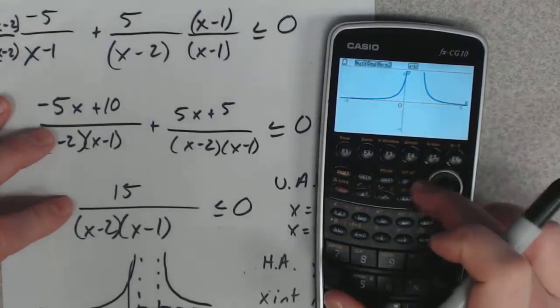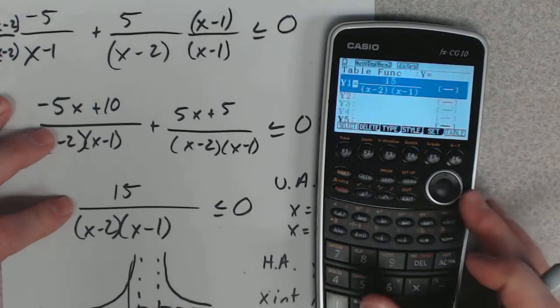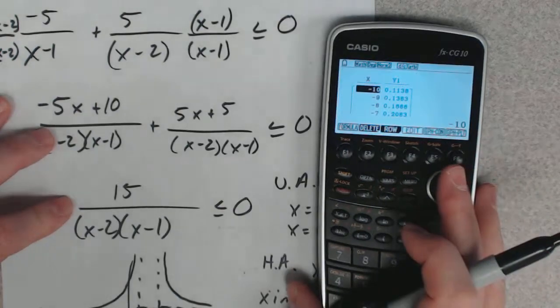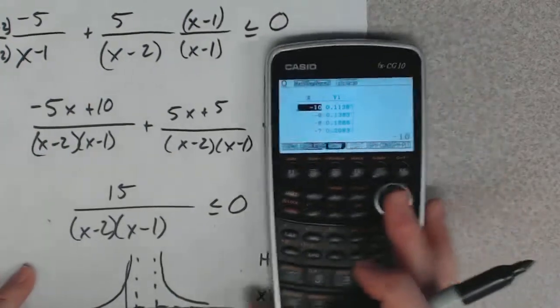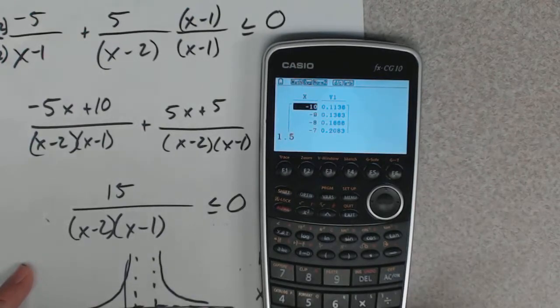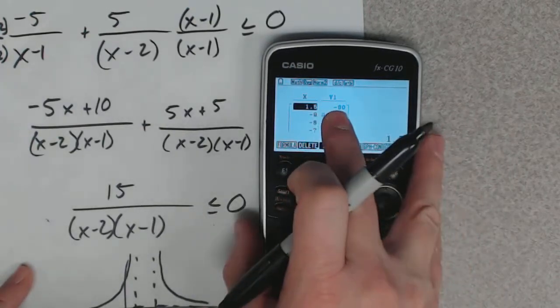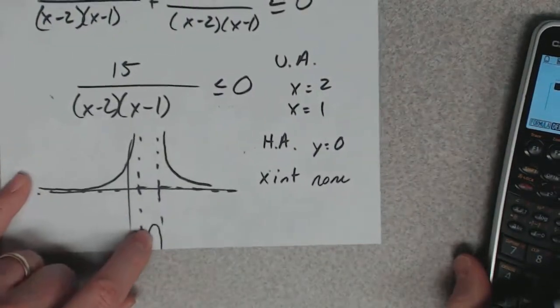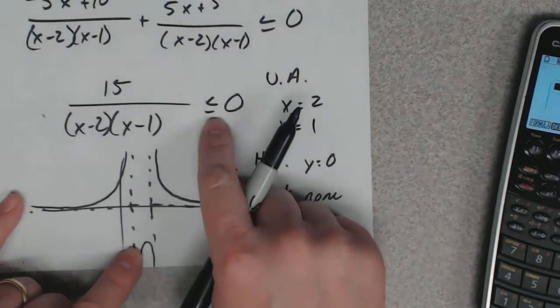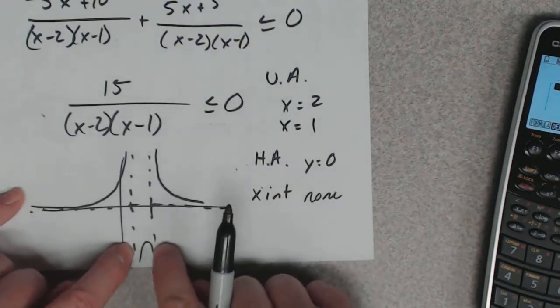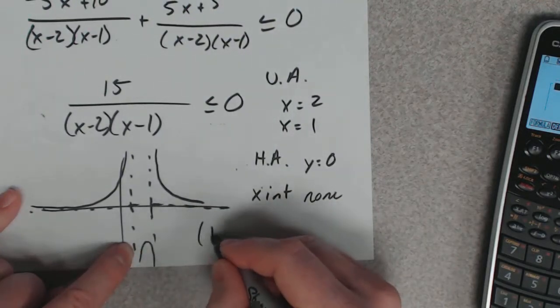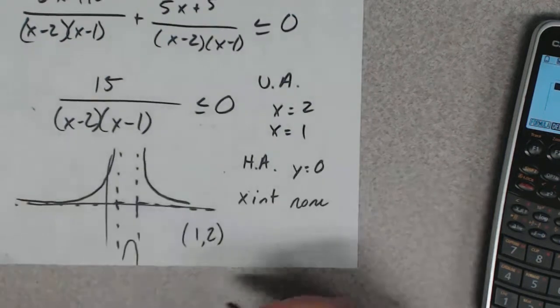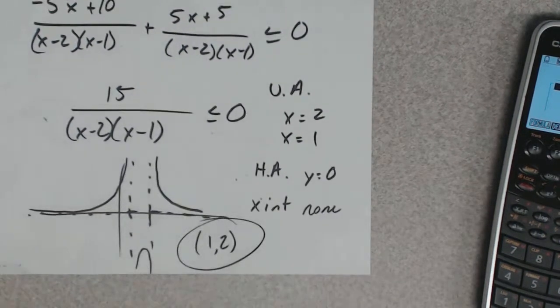Well, if I look at my table, I can see what would be a number between 1 and 2, like 1.5. I get negative 60. That means the graph is way down here at negative 60. This means the graph is way down here. So where is it less than or equal to 0? In between here, from 1 to 2. And there's 6.1b.